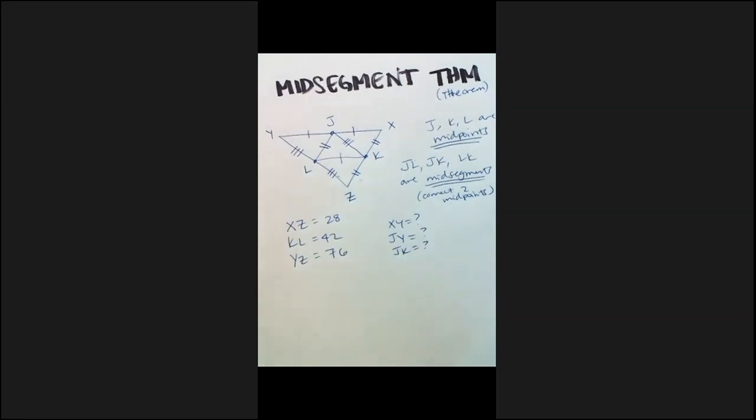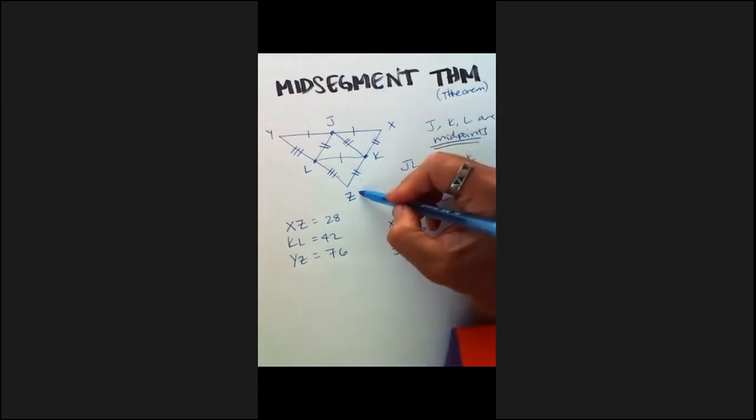All right, so for XZ, we were given the value of 28. For KL, we were given 42. For YZ, we were given 76, and they want us to solve for those 3 other side lengths. So the first thing I would actually do is go ahead and just write these in. But we see that XZ, that full side, is equal to 28.